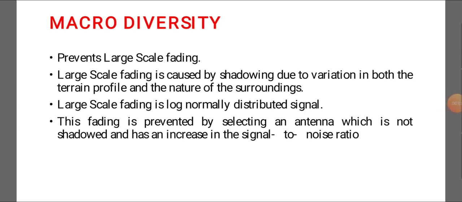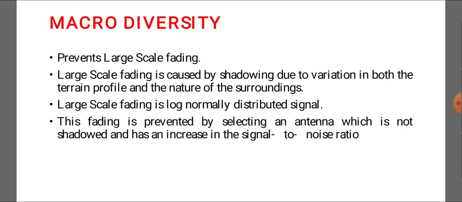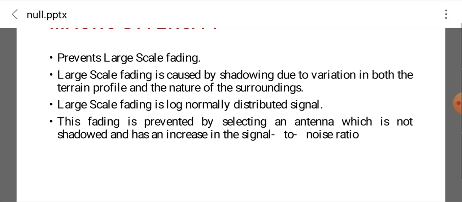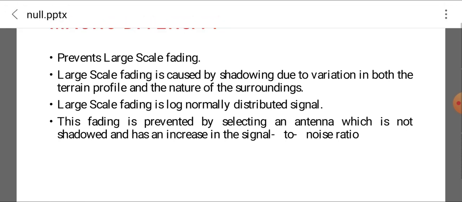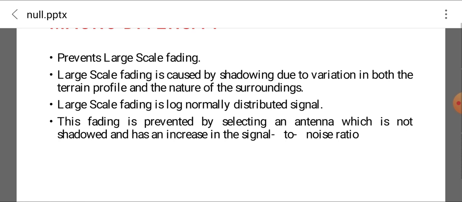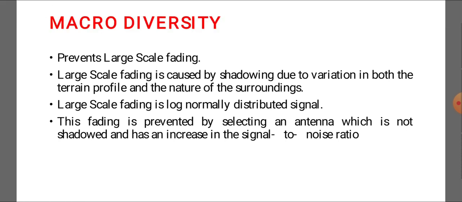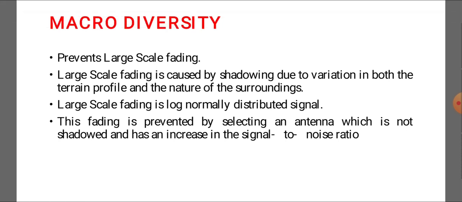Dear students, in the previous video lectures, we have seen about the microdiversity, which is used to prevent small scale fading. In this video lecture, we are going to see about the macrodiversity, which is used for preventing large scale fading. Already we know the large scale fading is caused by shadowing due to the variation in the amplitude levels of both the transmitter and receiver and the nature of the surroundings.